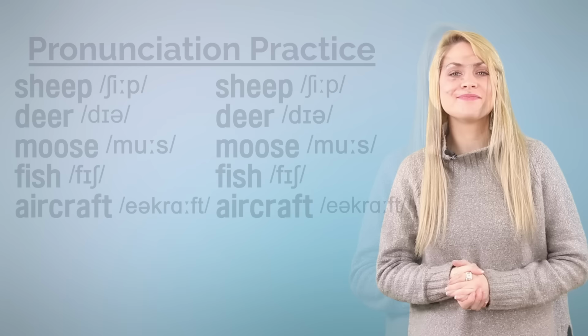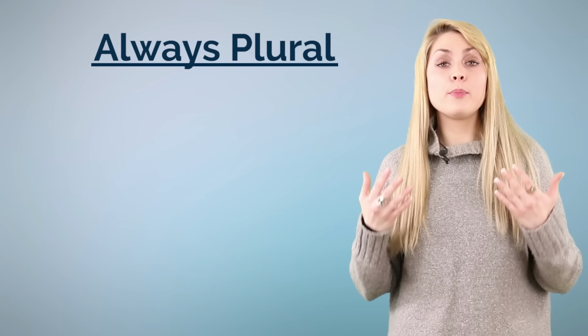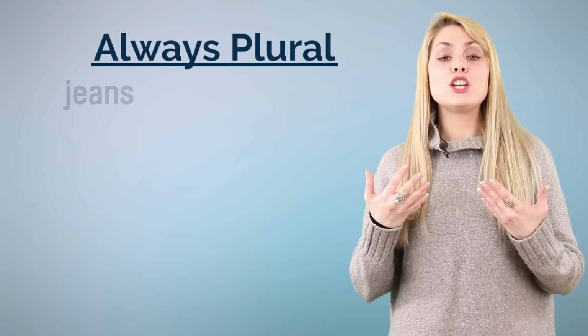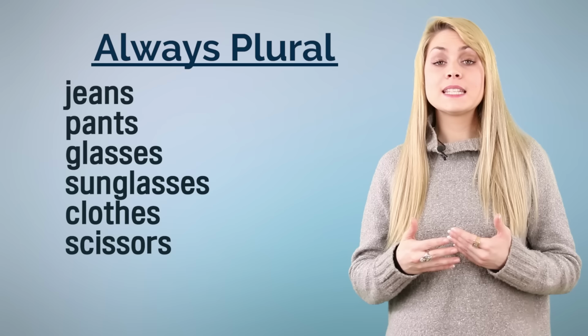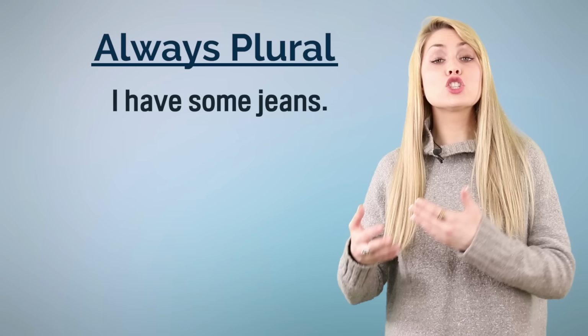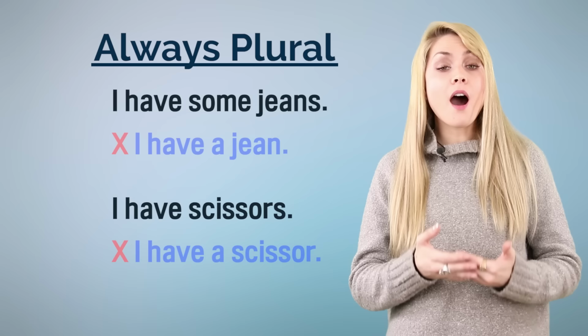Some nouns are never singular. We always use their plural forms. I have a few common ones for you guys. Let's have a look. Jeans, pants, glasses, sunglasses, clothes, scissors, pajamas. So you will say, I have some jeans, or I have scissors, but you cannot say, I have a jean. It is incorrect in English.